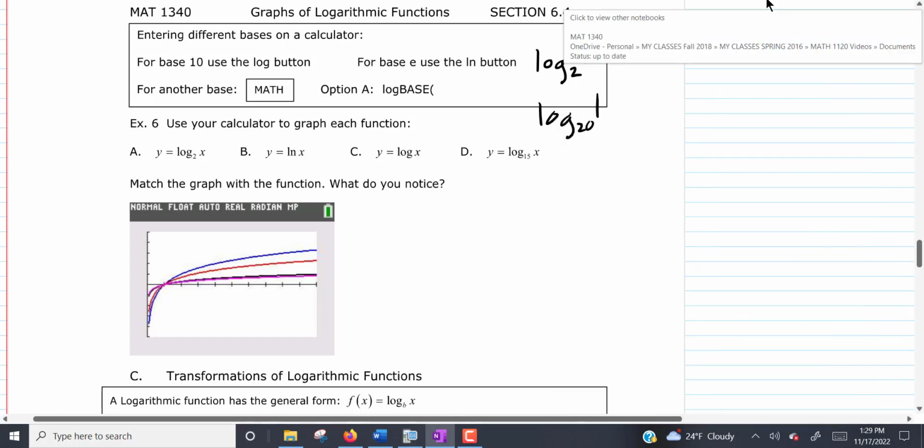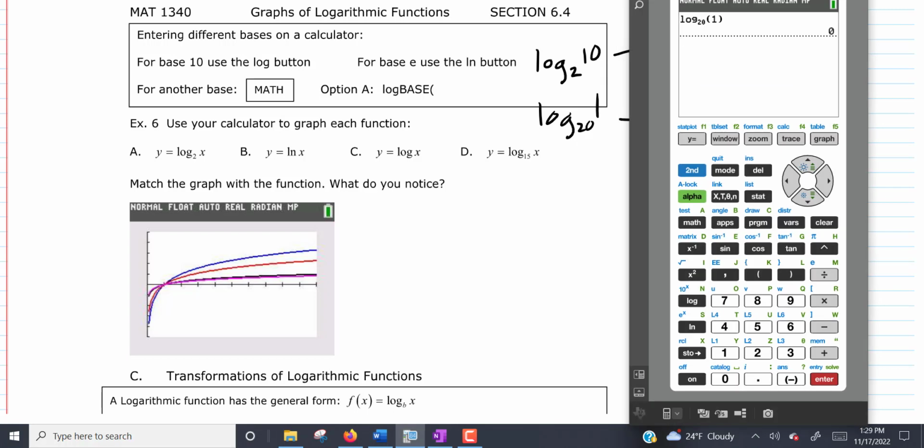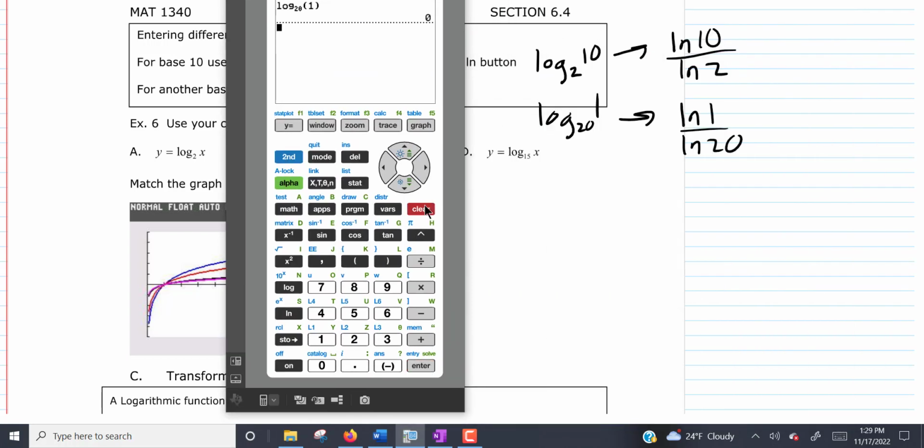Let's see. So if you don't have this, here's how you can put this in. You could put ln of 10 divided by ln of 2. The other one, you could put ln of 1 over ln of 20. Don't worry about why. That's something called the change of base formula, which I'll show you after fall break is over. So if you don't have that button, for log base 2 of 10, you could just go ln of 10, close the parentheses, divided by ln of 2. On more old-fashioned calculators, that's just the way you typed in a log anyway.